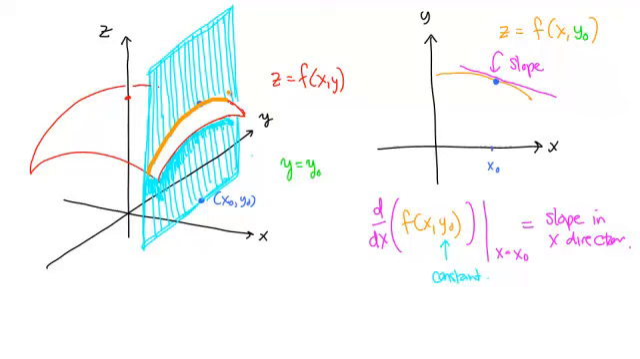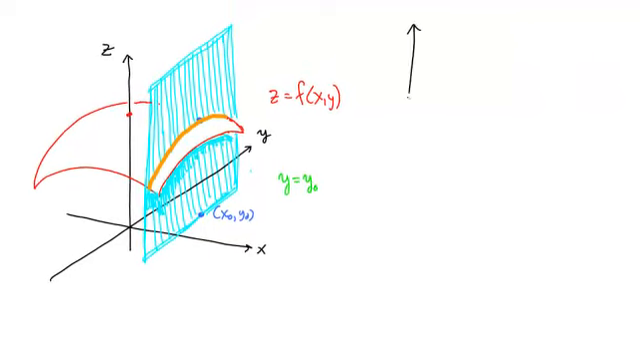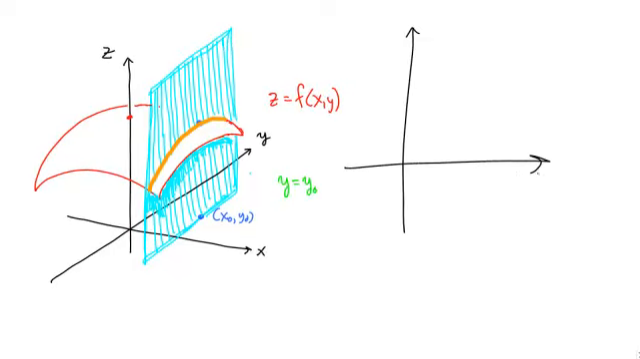Well, how would we find the slope of this trace? We'll do the same thing we did before. We can look down the x-axis. When we look down the x-axis, we'll see the y-axis going this way and the z-axis pointing up. And we're going to see this curve sort of shaped something like this. And here will be the point y naught.